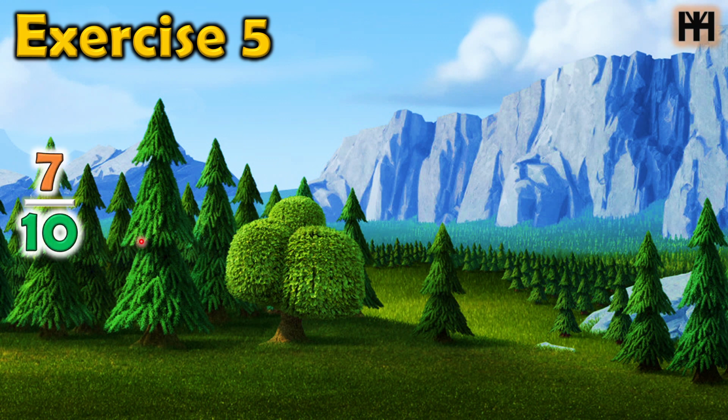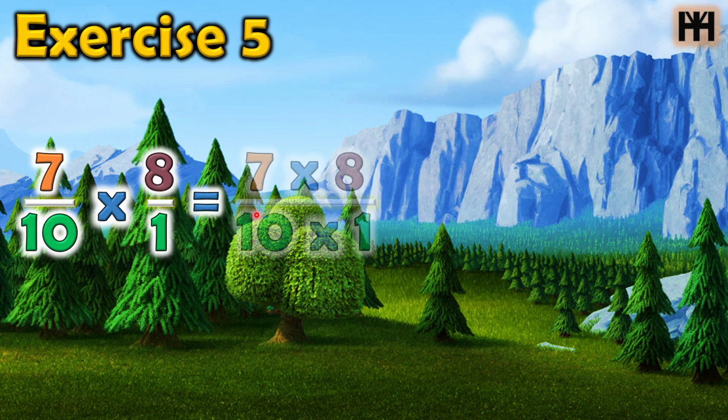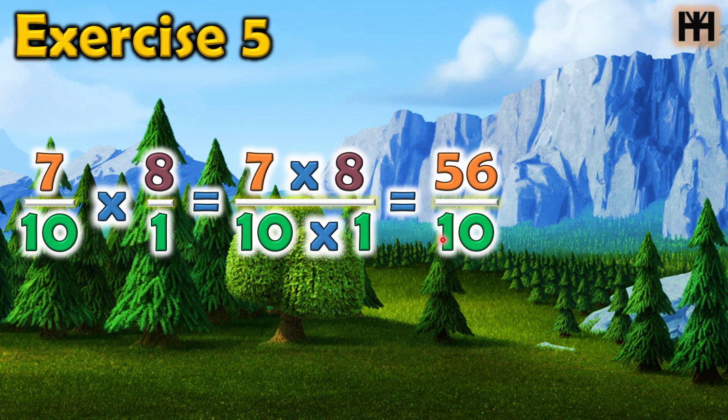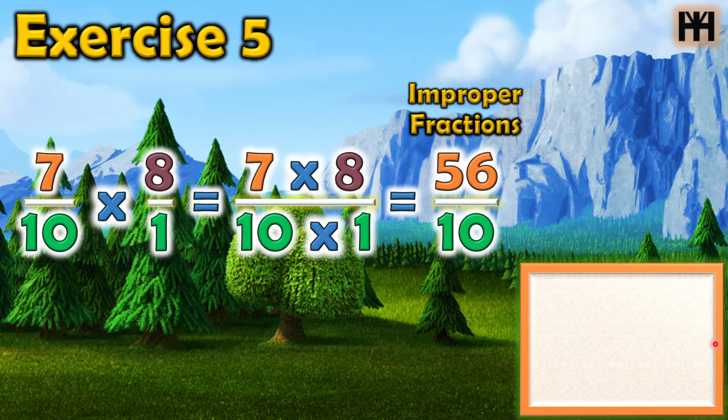Exercise 5. We have 7 over 10 multiplied by 8. Okay, remember this 8? It's 8 over 1. So we will only multiply the numerators and the denominators. So we have 7 times 8 over 10 times 1. So 7 times 8 will be 56, and 10 times 1, of course, will remain 10. Okay, this is also an improper fraction. So we need to turn it into a mixed number or into a whole number.